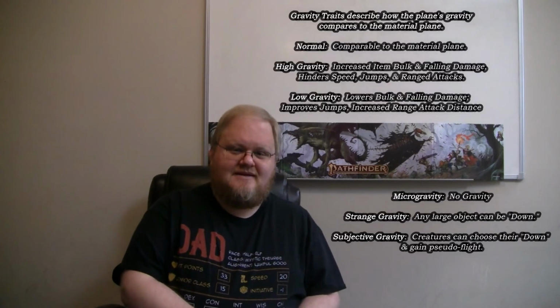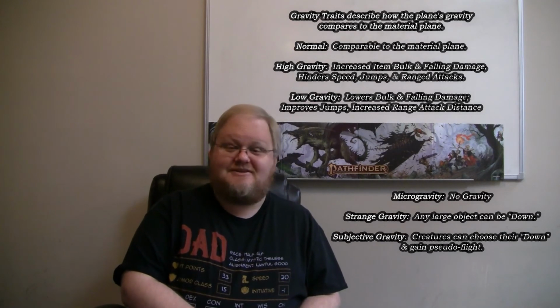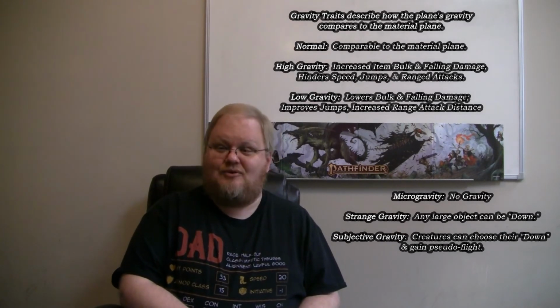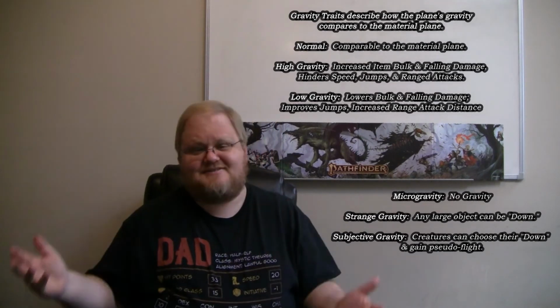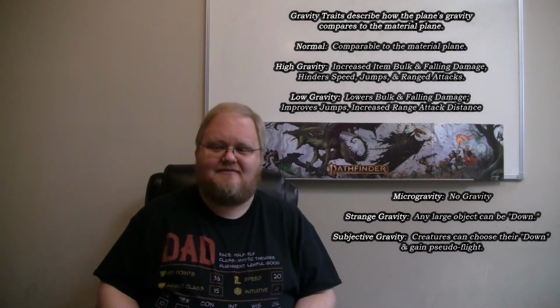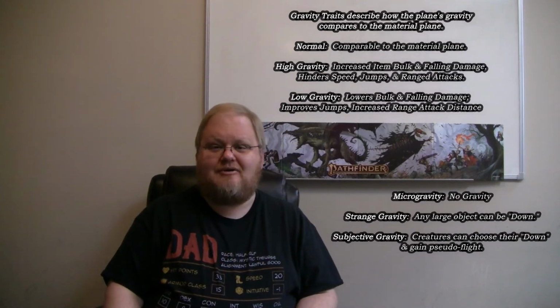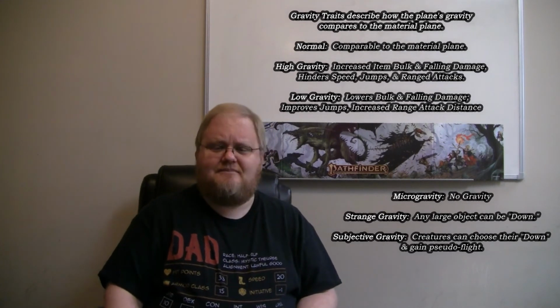Beyond just the environment itself, though, there are other things that you can play with as a storyteller, and one of the traits that you can mess around with is gravity. Now, many planes will have normal gravity, which means that gravity on that plane works just like it would on the prime material plane. However, you can also have things like high or low gravity, representing a location where gravity might be weaker or stronger than anticipated.